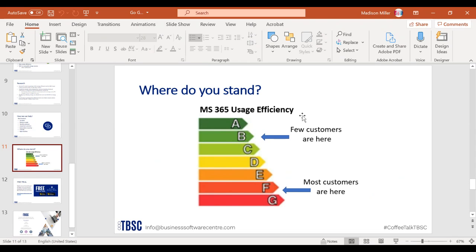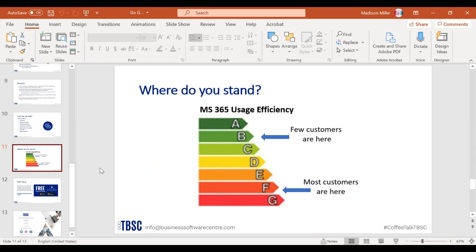Now, this is our Microsoft 365 usage efficiency chart. Here at the bottom, we conducted research in 2020 here at the Business Software Center, and we found most customers are here in the red and the darker red. This is really not a good place to be, because that means you're not optimizing, you're not using your licenses. We can help you become green, and we can help you become 95% efficient, which is what Microsoft really strives for their customers to be.